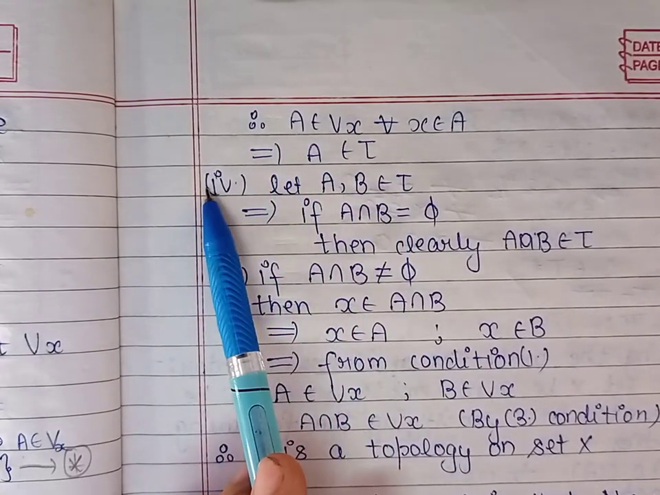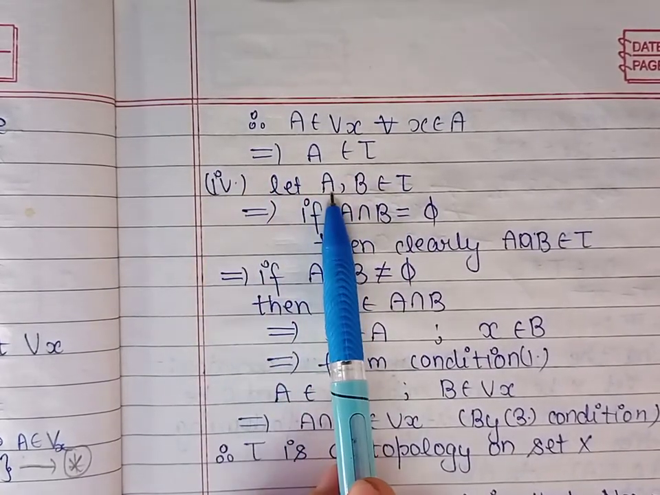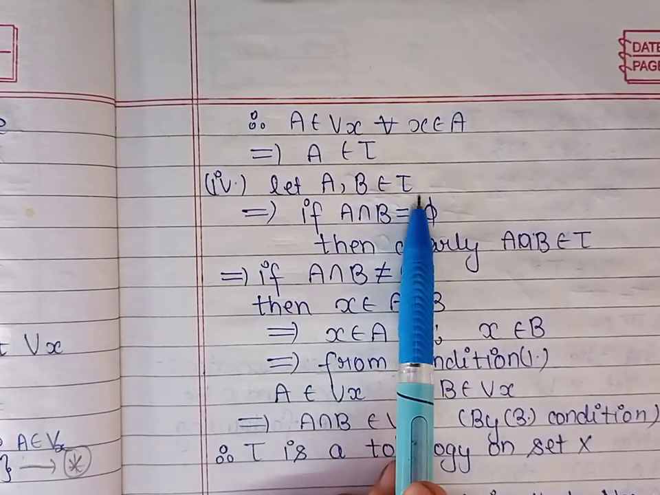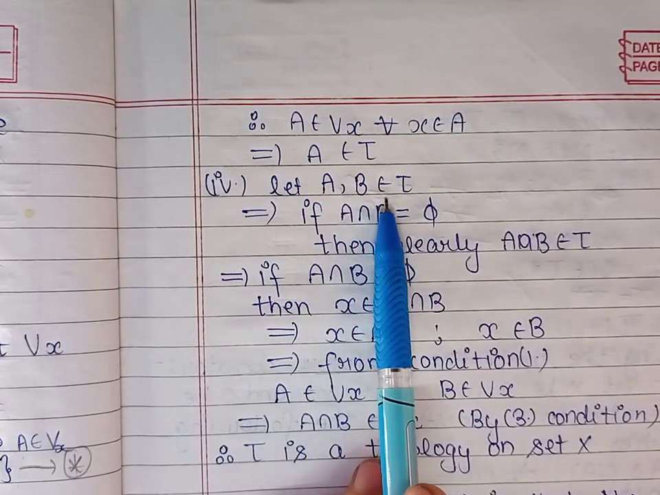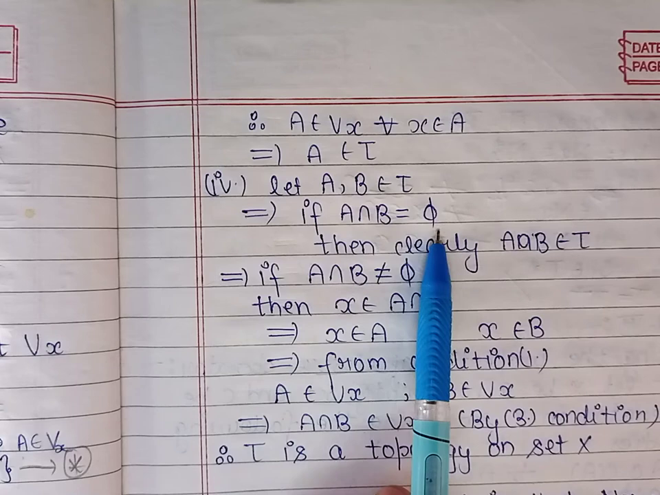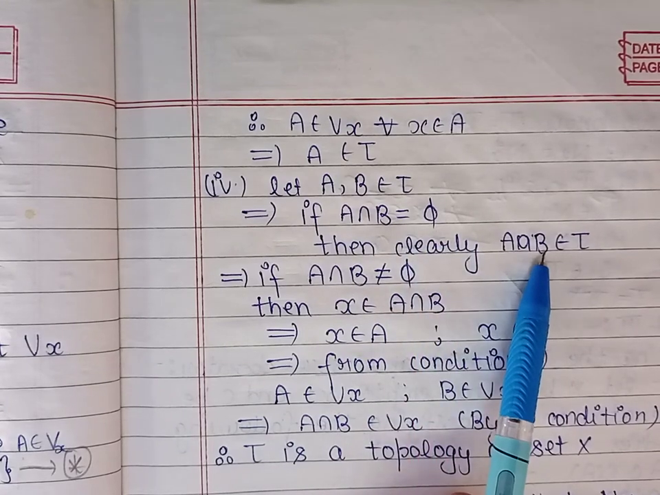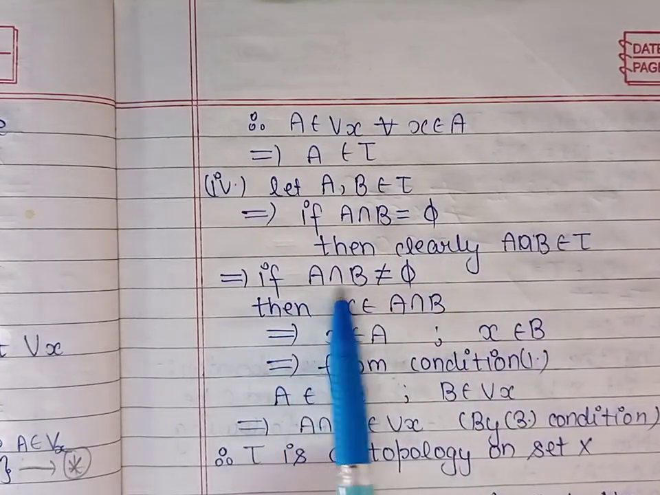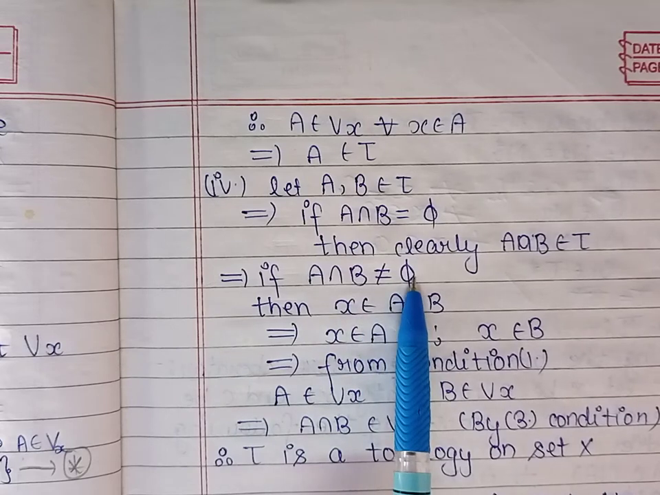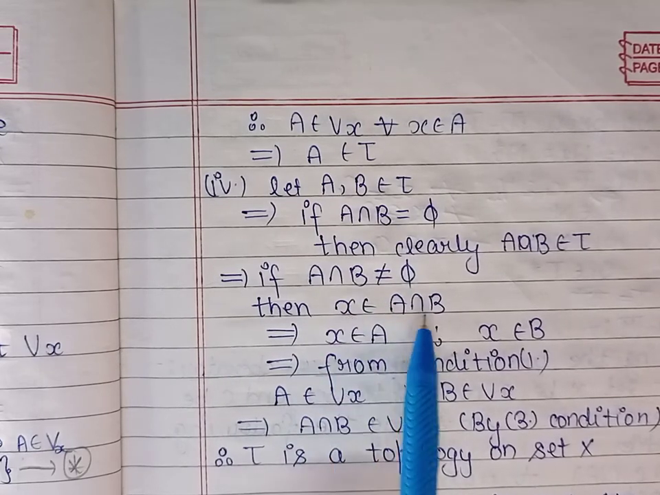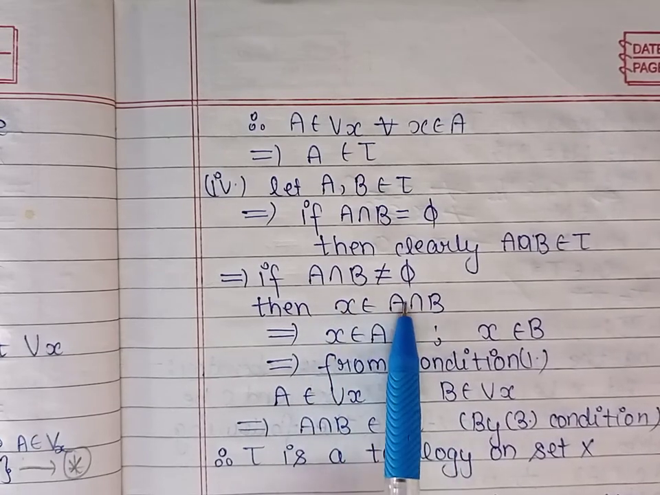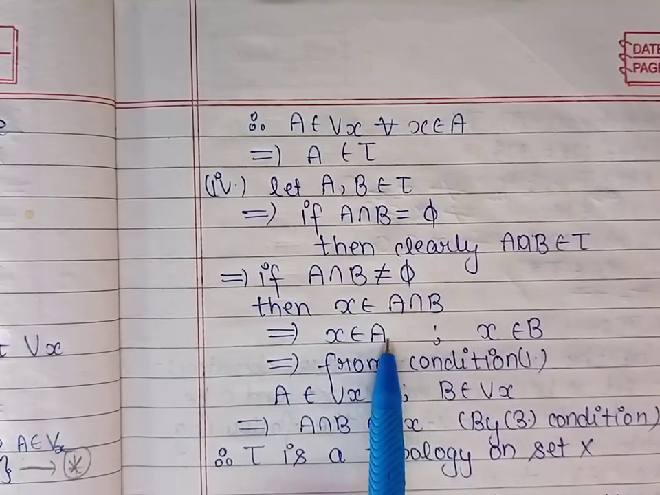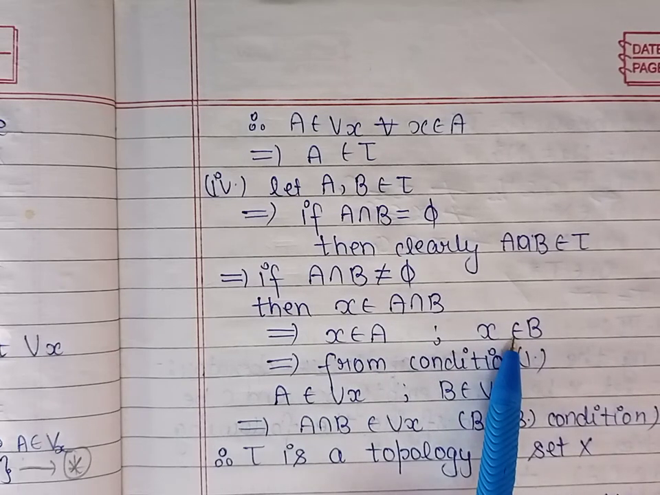In the last property, let us take two members A and B belonging to the collection tau, and we are to prove that their intersection belongs to tau. If A intersection B is phi, then clearly it belongs to tau. So let us take the case when this intersection is non-empty. Let us take an element x from this intersection. Now by definition of intersection, x belongs to both: x belongs to A as well as x belongs to B.